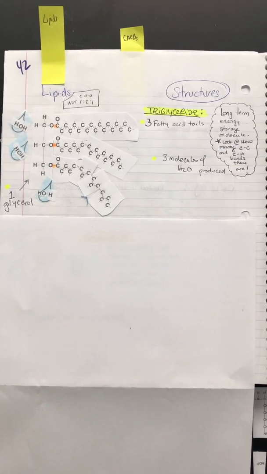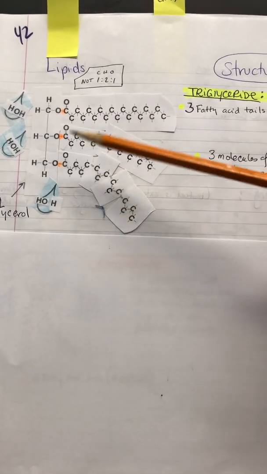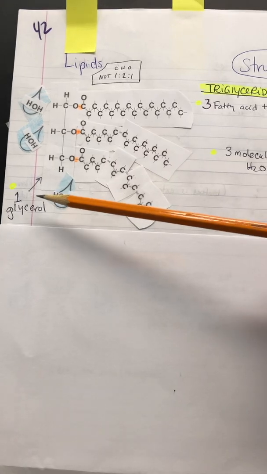So here's our 1.4 video. Our finished product is this lipid. You've added 1, 2, 3 fatty acids to a glycerol base. So let's make sure that we label it.